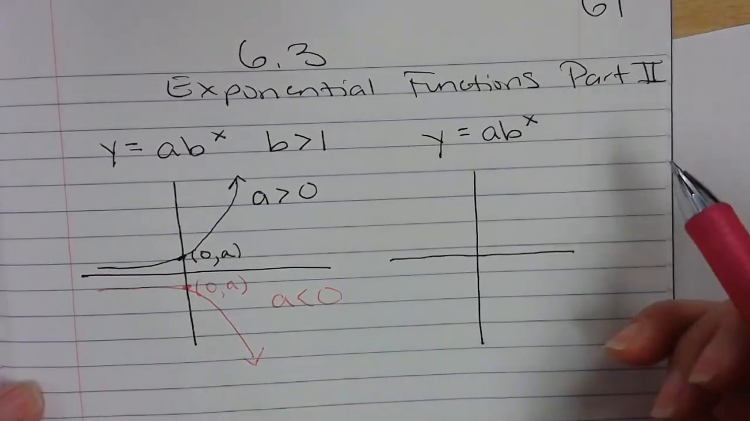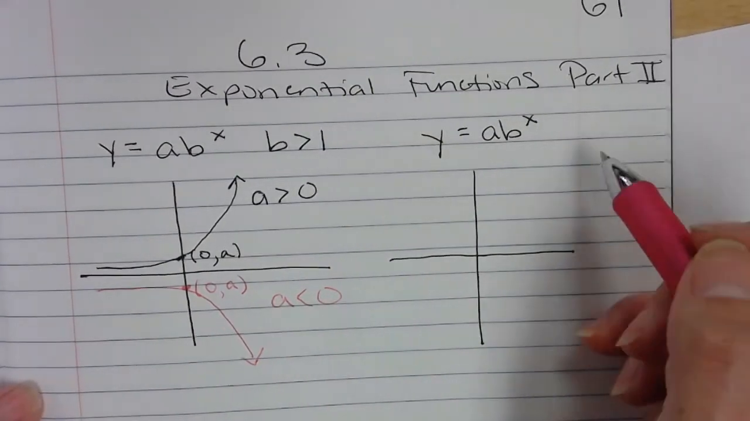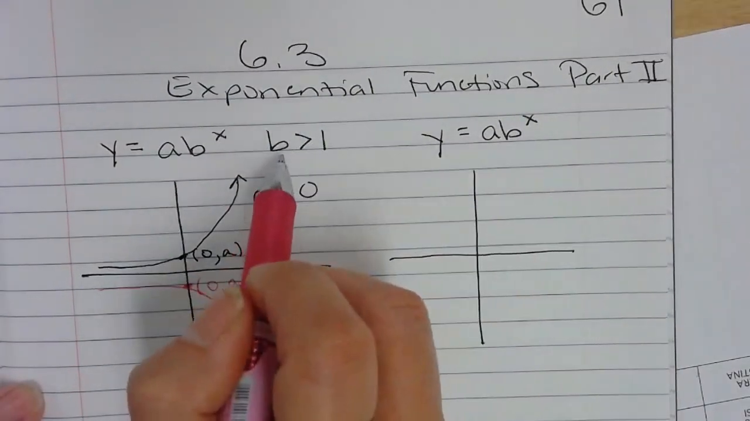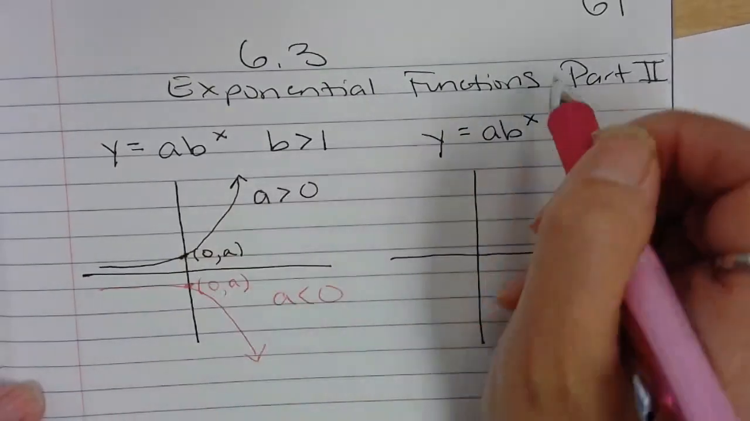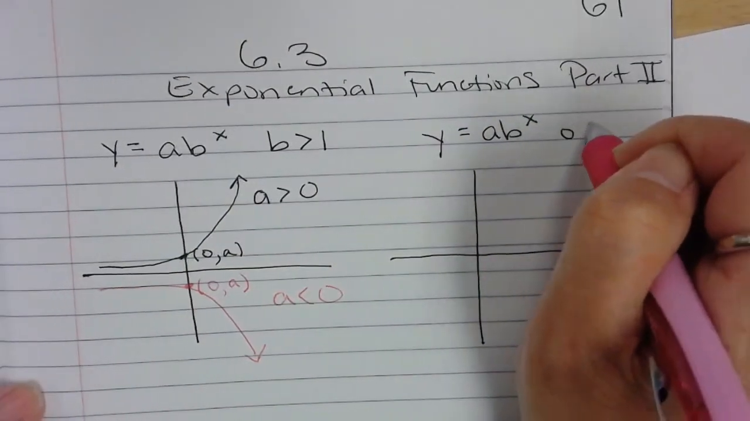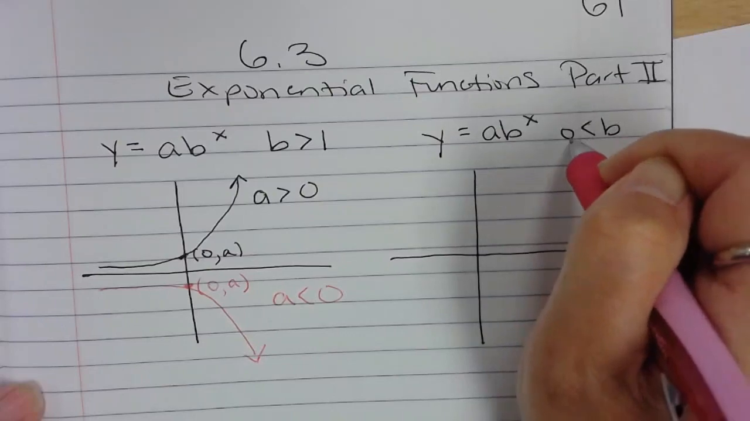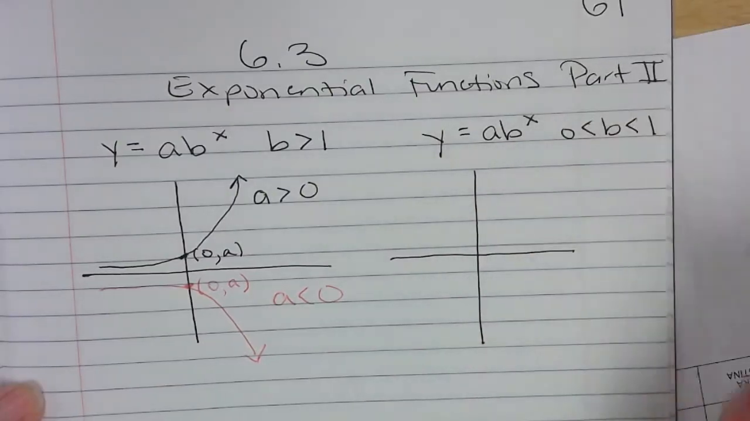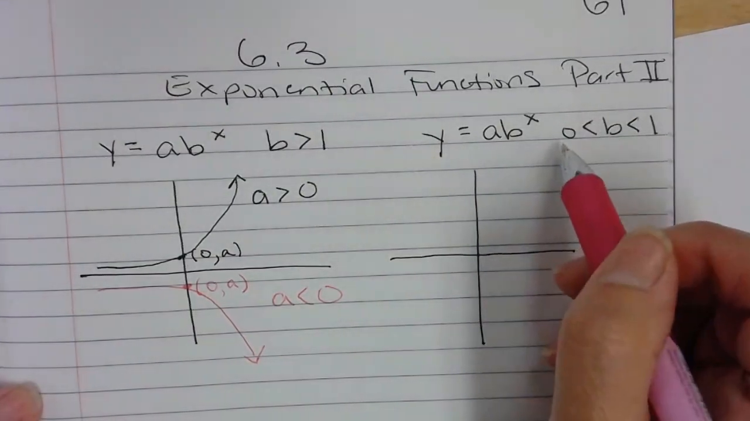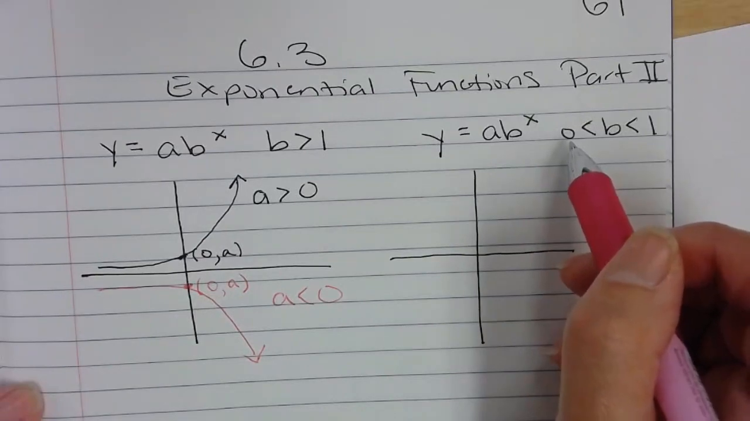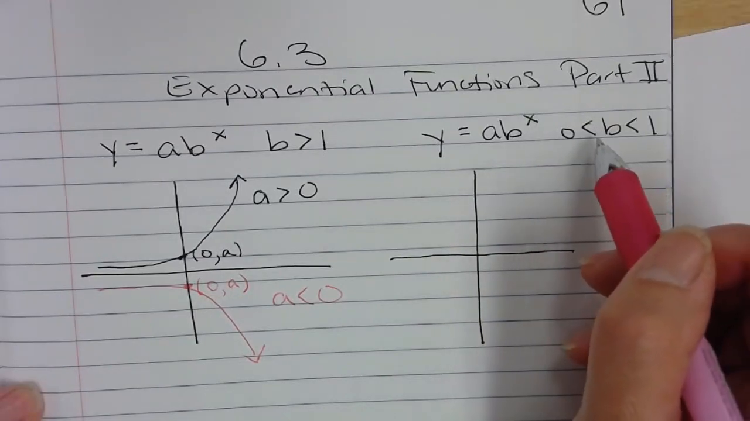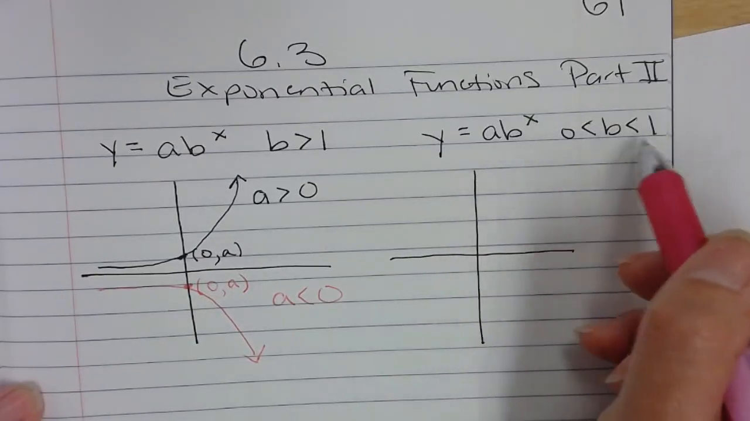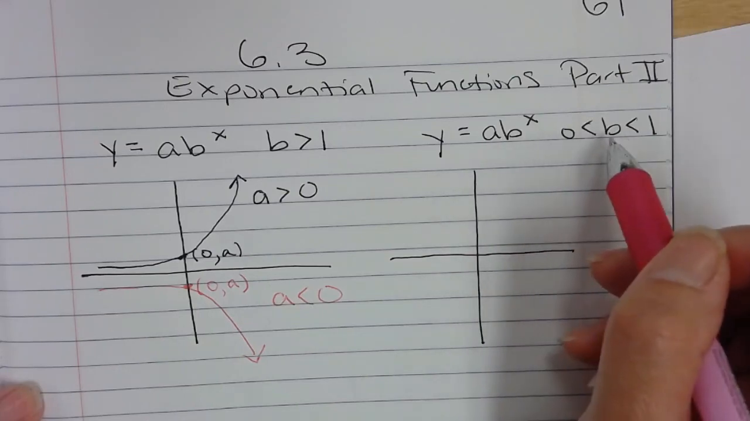Alright, so now let's explore the second problem. Instead of B being greater than 1, we're going to look at B as being between 0 and 1. So it's not less than 0. It's between 0 and 1, which means it's a fraction. So what it looks like.